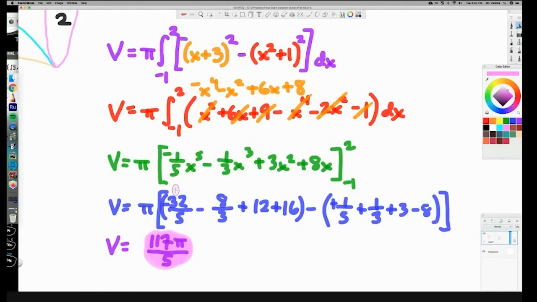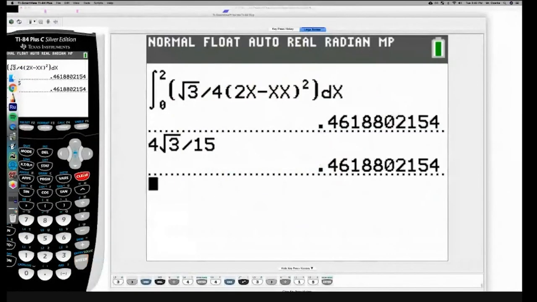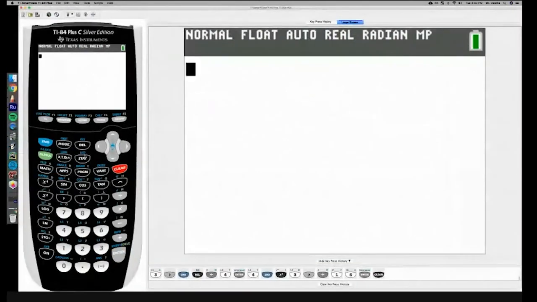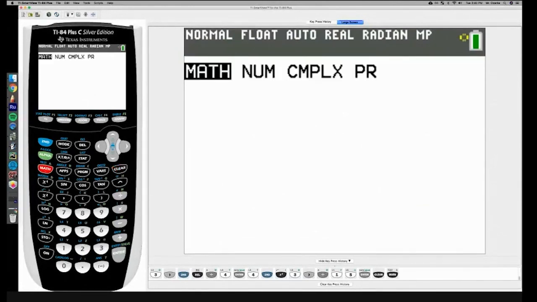My algebra sometimes is iffy. Sometimes. I'd rather go fast and check than take a really long time and not go through it twice. Yeah. I don't know. That's just the way I am.